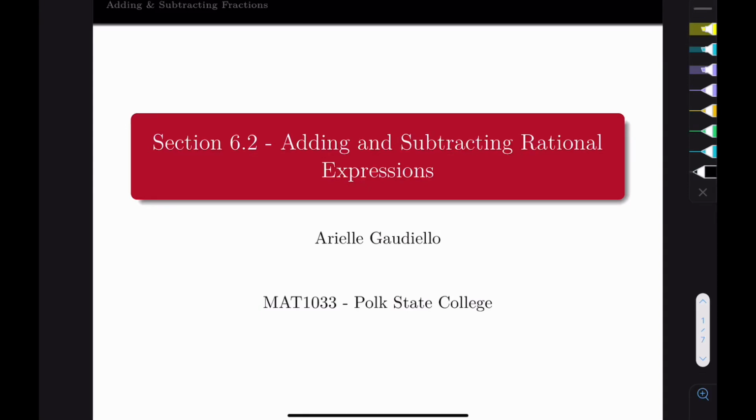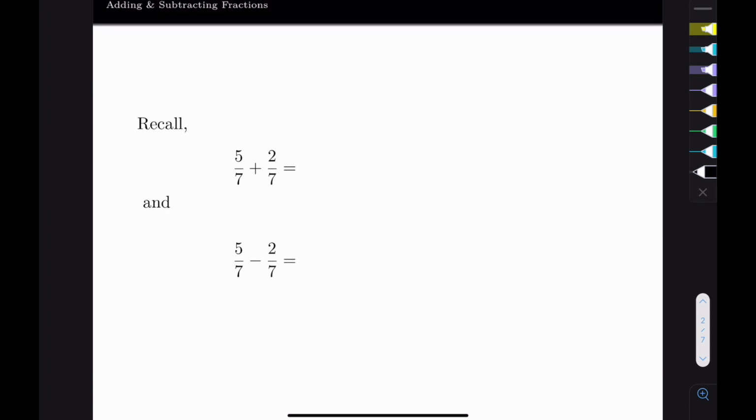This next section, we're going to expand on our rational expression operations, and we're going to talk about adding and subtracting these rational expressions. So I'm going to first go back to just dealing with fractions. If we add two fractions together, remember they have to have the same denominator. And if they do have the same denominator, we just go ahead and add the numerators. So that denominator stays completely untouched.